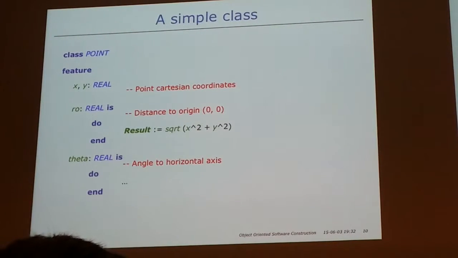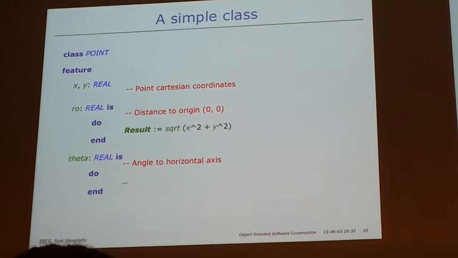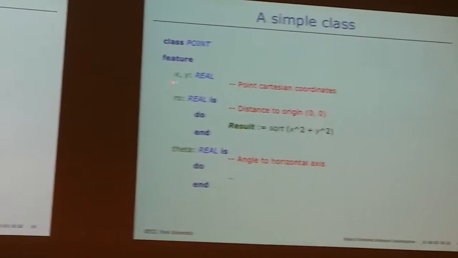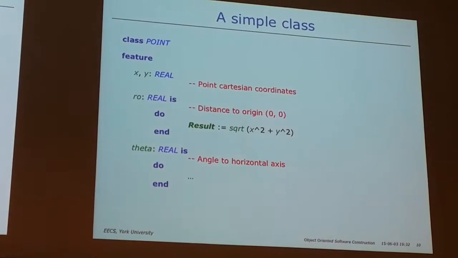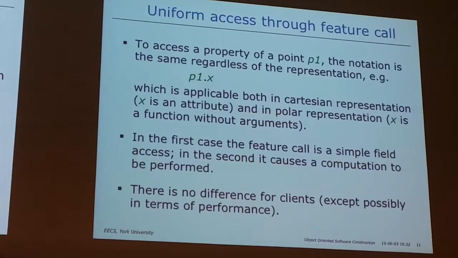As far as the client is concerned, it's actually the uniform access principle, which is a very, very important property to know. The uniform access principle says that me as a client, I don't care how you actually calculate x and y and rho and theta. Maybe you calculate x and y from rho and theta, or maybe x and y are simply attributes. I don't care. As long as you do the job, I'll be happy.